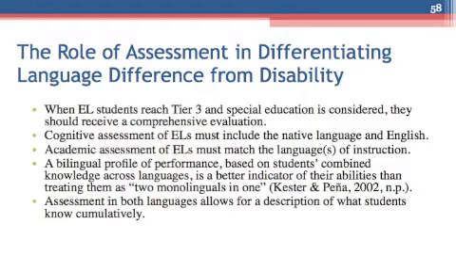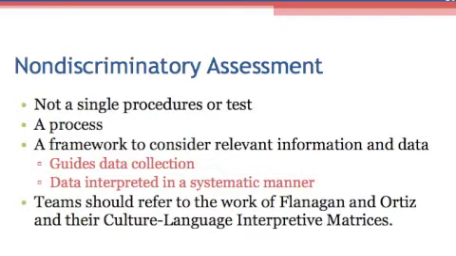Correct. So assessing in both languages allows for a description of what they know cumulatively, and that's what we want to be getting to. So through this process of assessment, no single procedure or test is used. So it's a totality and, again, a convergence of evidence. So we use the evidence that we've gathered throughout the tiers and the evidence through standardized assessment, and together try to create a picture of the student as a learner and as for their learning needs.